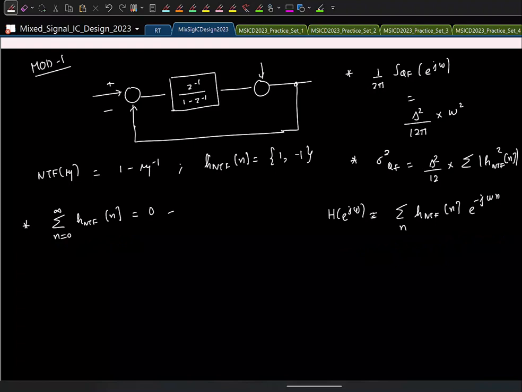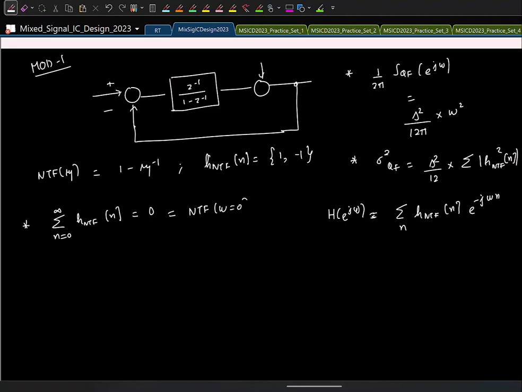So this basically is the NTF evaluated at DC, and what is that? That is 0, because that's what you want. You want a high pass filter, so it makes sense, right? This is basically the same as the NTF at what value of z? Omega equal to 0 corresponds to z equal to 1. Remember, z is simply, in our course, e power j omega, that's all. So if someone gives you an NTF saying that this is a high pass shaped NTF, the sanity check you do is this, right?